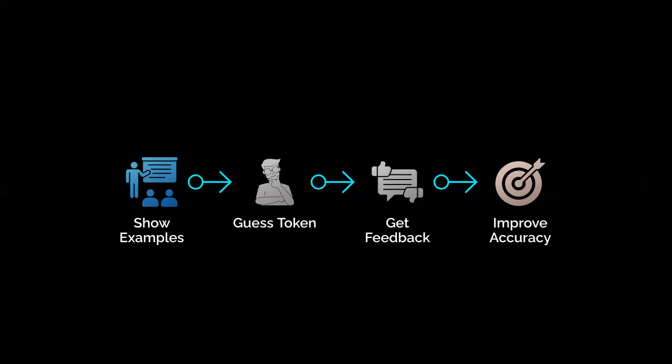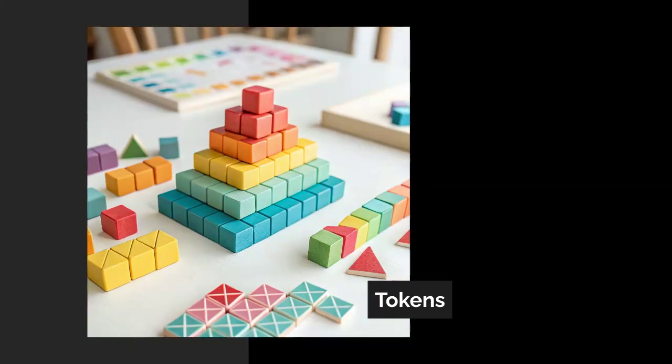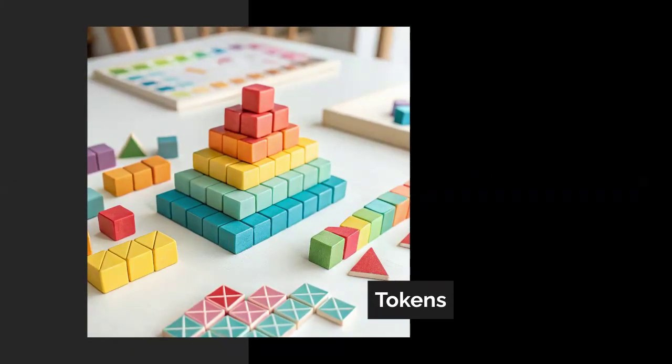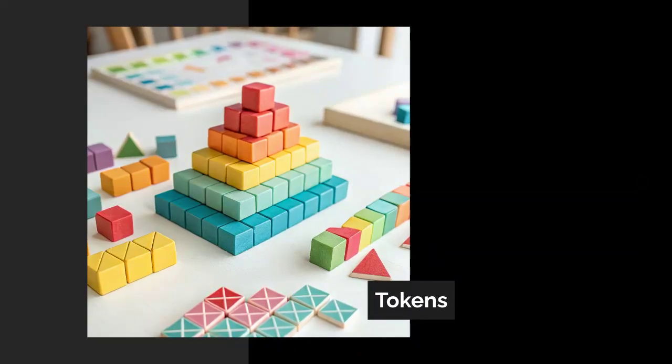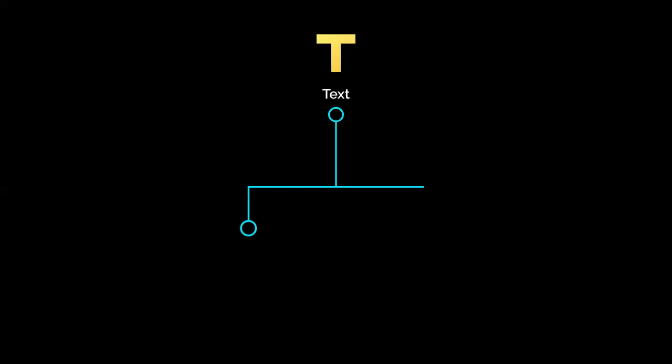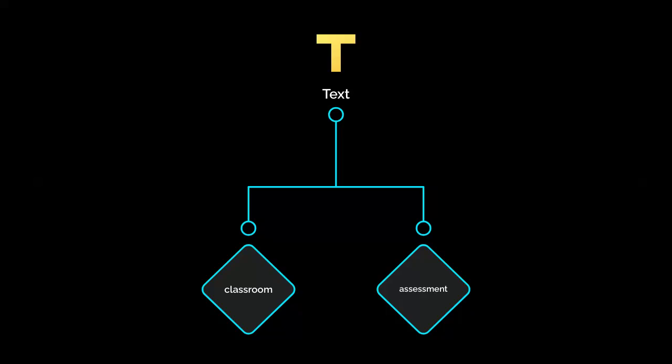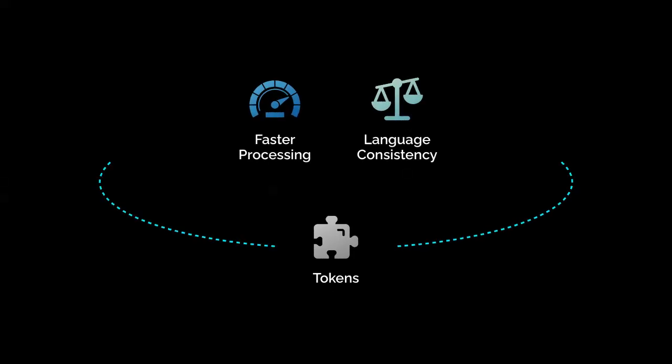To understand how these models work, we need to talk about tokens, the building blocks of AI language processing. The AI doesn't see whole words. It breaks text into tokens, like splitting classroom into class and room or assessment into assess and meant. Working with tokens makes processing faster and keeps things consistent across different languages.